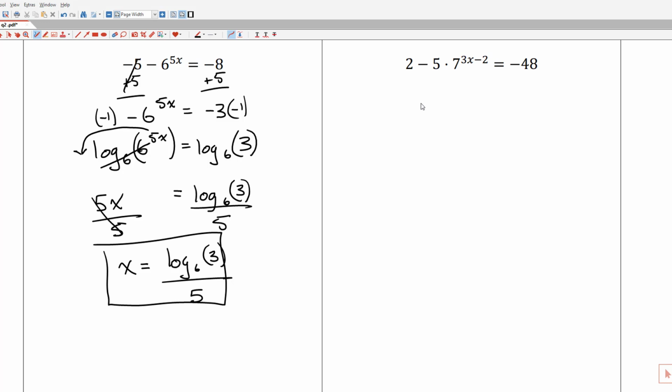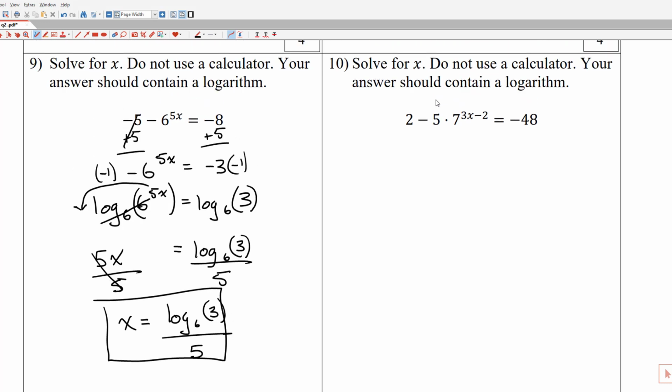All right, and our penultimate challenge, number 10. Let's go. Again, we're trying to isolate this piece right here that has the variable trapped in the exponent, and then we're going to take the log base 7 of both sides. First, I have to get rid of this 2 and negative 5. Which one do I do first? Well, I'm going to just subtract that 2. You're doing reverse PEMDAS.